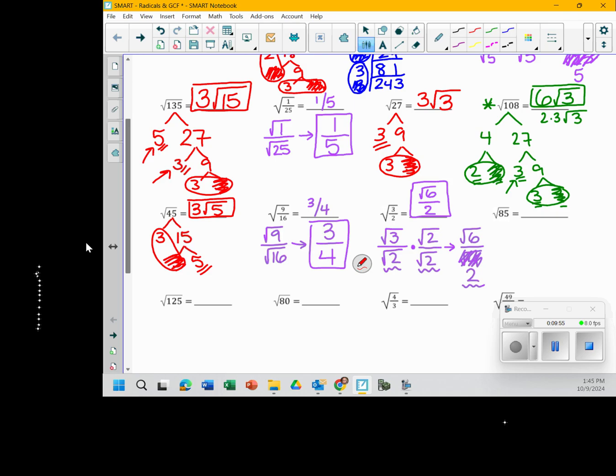Okay, let's try 85. 85 is 5 times 17. 5 does not have a pair. I can't write 17 down. It does not have a pair. So I have no pairs. If I put these back together, the square root of 85 just stays the square root of 85. It cannot simplify.